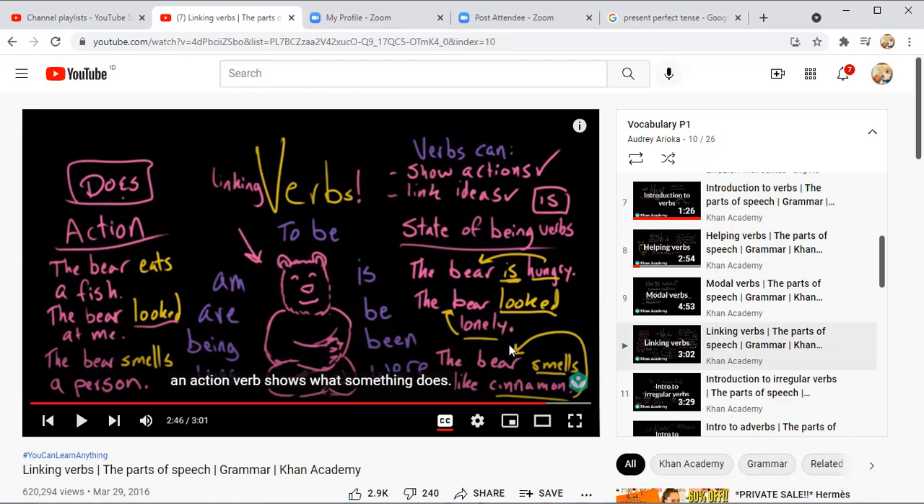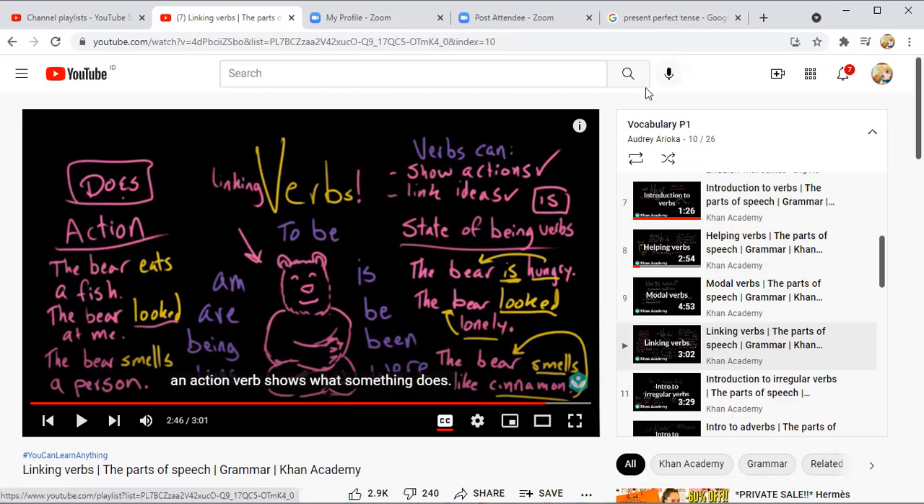And then the bear smells like cinnamon. Jadi maybe the bear is not a real bear, but a plush toy, right? Like squishy. That's why it smells like cinnamon. Jadi itu bearnya itu begitu kita cium itu baunya kayak cinnamon.